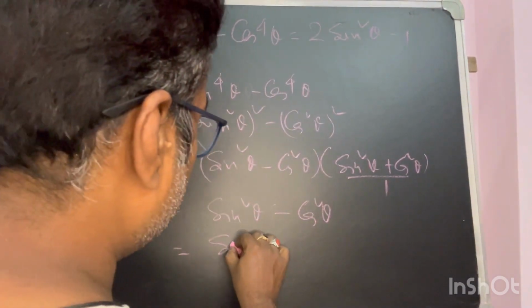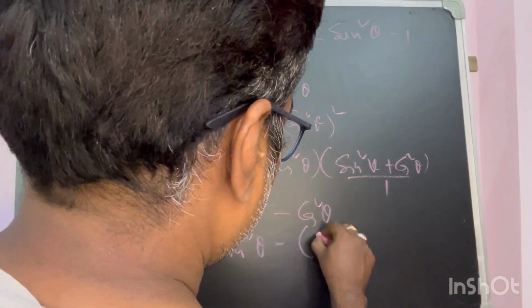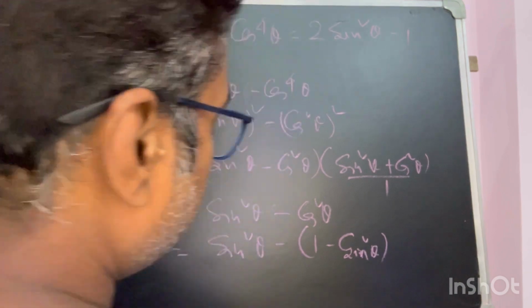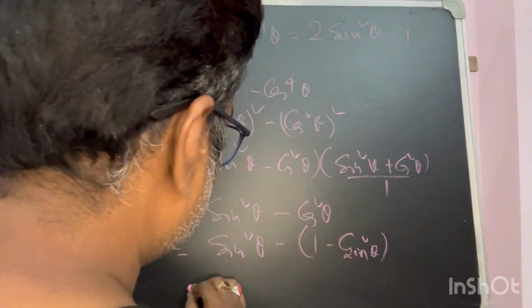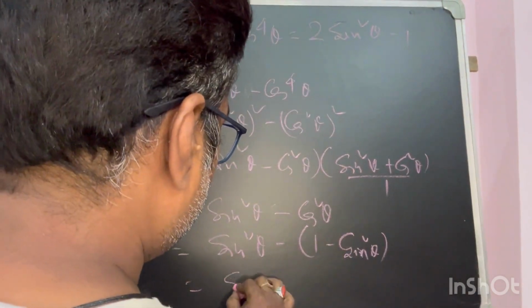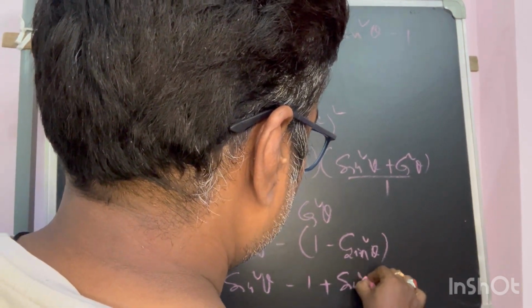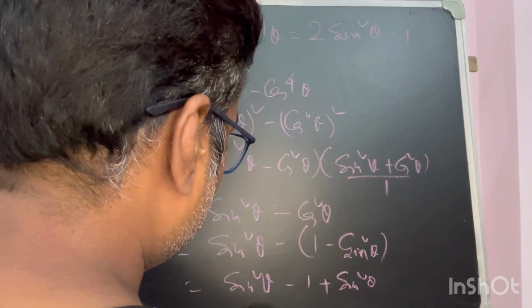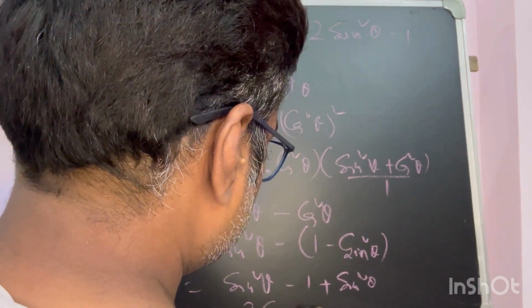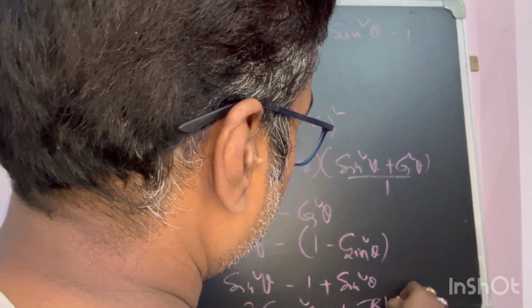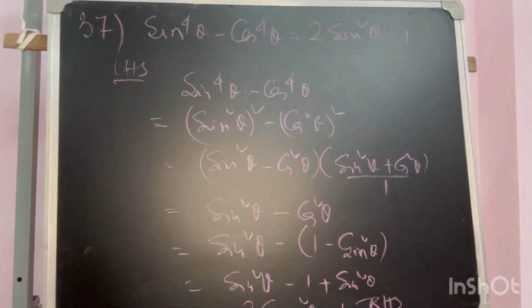So this will in turn be, because cos square theta is nothing but 1 minus sine square theta, if we remove the bracket, we'll get 1 plus sine square theta again. So these two parts together will make 2 sine square theta minus 1, that is your right hand side. Okay, fine.